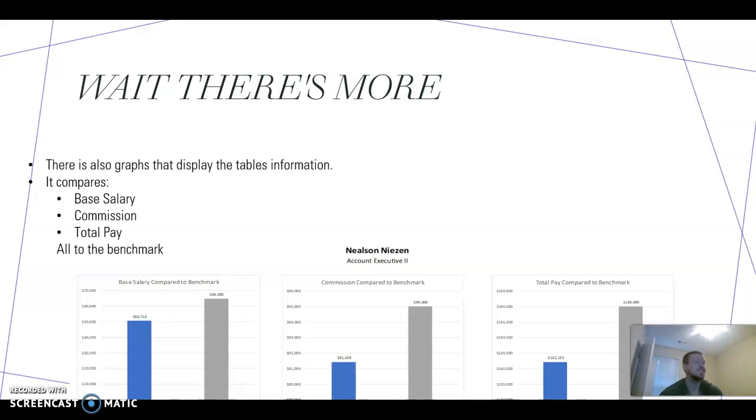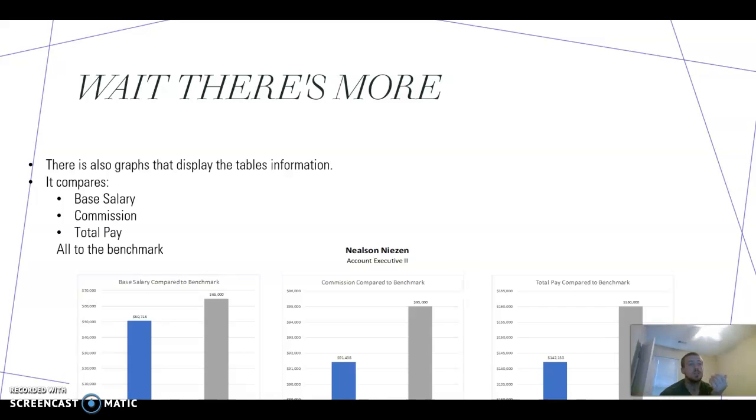Wait, there's more. There's also a graph in addition to the previous table that shows the information as a visual aid. It helps get a better look at the information. It aids in the comparison. So it compares base salary, commission, and total pay to the benchmark.